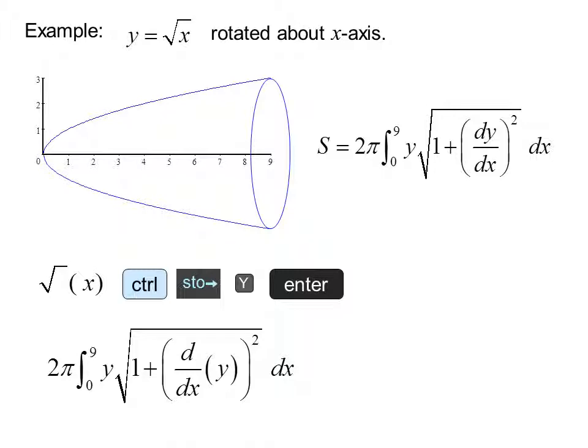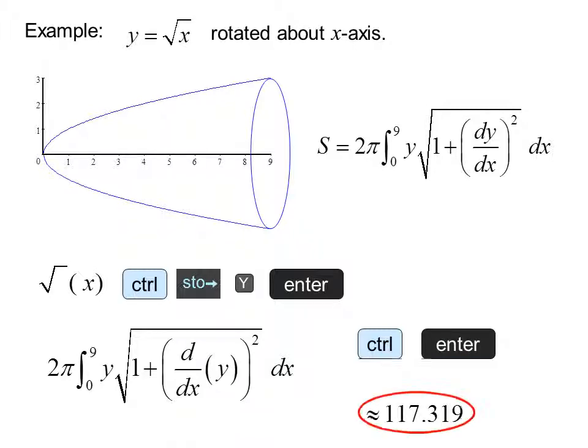Then we enter the integral into the calculator. 2 pi times the integral from 0 to 9 of y times radical 1 plus d dx of y, quantity squared, dx. We hit control enter, and our answer is approximately 117.319.